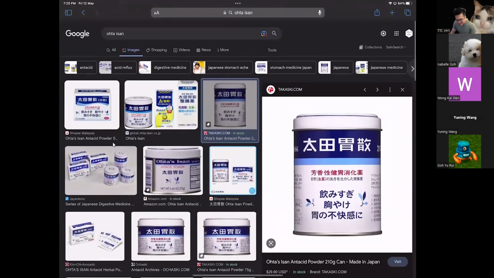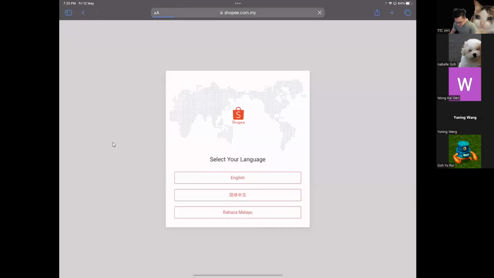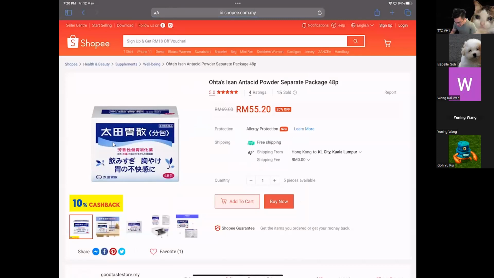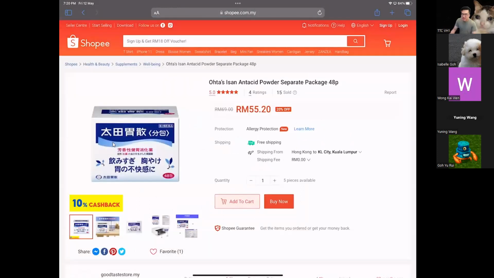Yes, Ota Isan. I think you can get it from Shopee. There, you see, you can get it from Shopee. I mean, it's not very cheap. Is it $55? Oh, this is the big pack one, 48 packs. So it's around RM1 plus per pack. I think it's good. If you have gastric, you should drink this every day because it helps a lot. My wife, not to say cured, but her gastric has not returned after she drank this.